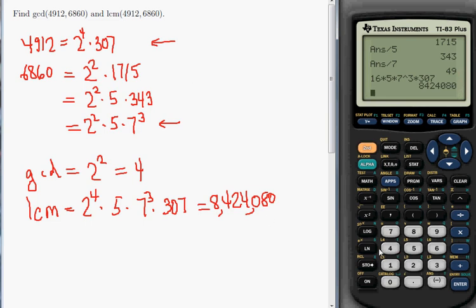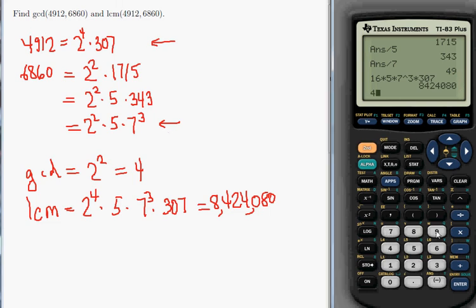I want to also point out there is another way to get the least common multiple. If I took the original two numbers, 4,912 times 6,860, that's clearly a multiple of both numbers. And if I divide by the greatest common divisor, 4, I'll get the same number back. And so that's a second way of getting the least common multiple, multiplying the two original numbers and then dividing by the greatest common divisor.